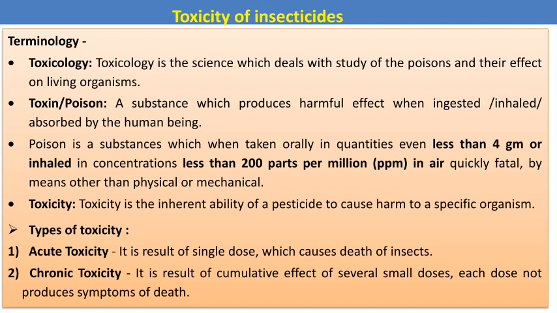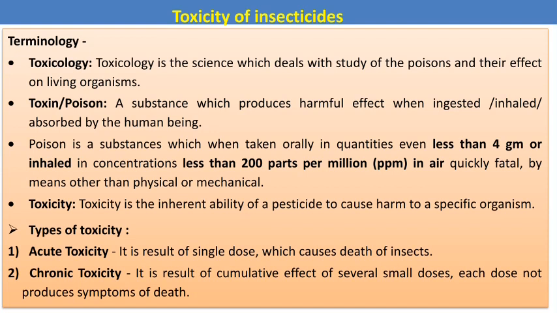Scientifically, a poison is a substance which, when taken orally in quantities even less than 4 gram, or inhaled in concentration less than 200 parts per million in air, is quickly fatal by means other than physical or mechanical means. Okay. Then toxicity is classified into 2 major categories: acute toxicity and chronic toxicity.